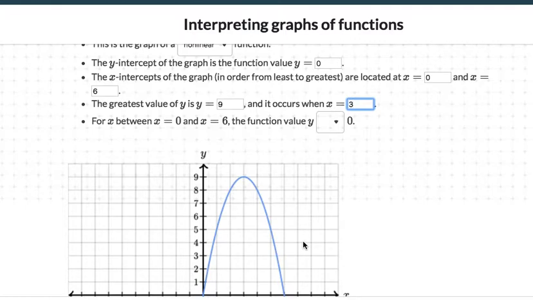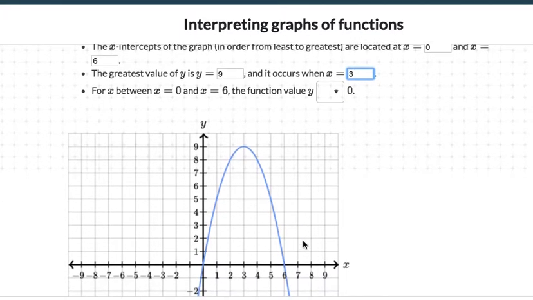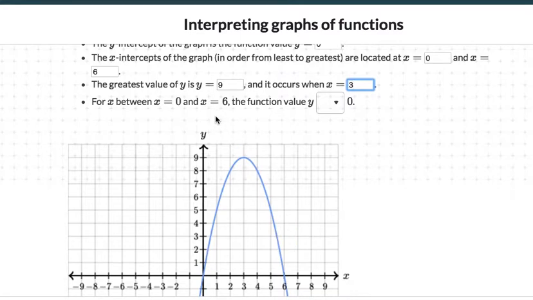Now that's important because what we're being asked to identify is the y values of the function. We're being asked, are they less than 0, greater than 0, or equal to 0? In this case, all of the y values between 0 and 6 on the x-axis are all positive. They're all greater than 0.